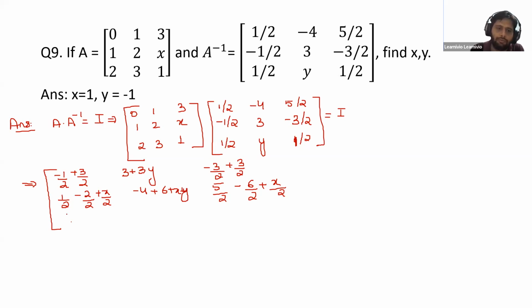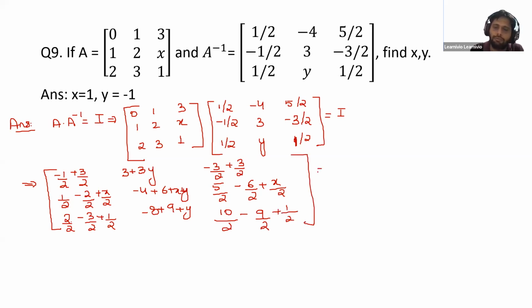So 2 by 2, then minus 3 by 2, then 1 by 2. Next is minus 8 plus 9 plus y. Next is 10 by 2 minus 9 by 2 and 1 by 2. Please check the third one too. Abdul, the third one is correct.